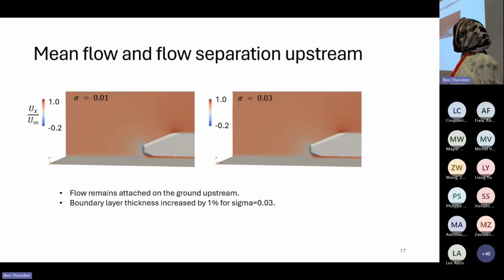So, last thing to look at in terms of the upstream turbulence is that this turbulence imposed upstream doesn't cause any sort of flow separation for the ground boundary layer. The only thing that we've noticed is a slight increase of 1% in the thickness of the boundary layer in the second case, where we have sigma equal to 0.03.